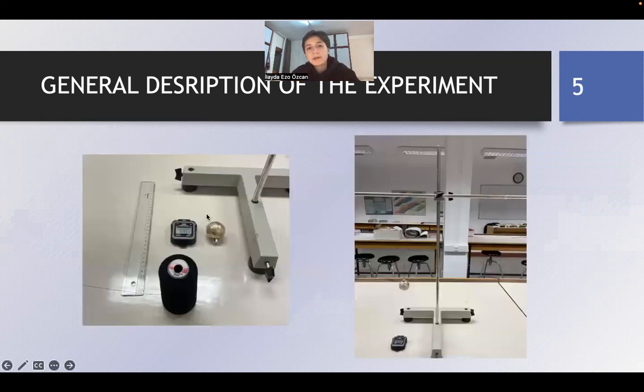These are the main materials for my experiment: a ruler, a stopwatch, and a mass. And this is the prepared setup of my experiment. You can see that this mass is suspended from a string, which is tied to the pivot point, and there is a stopwatch to measure the time.